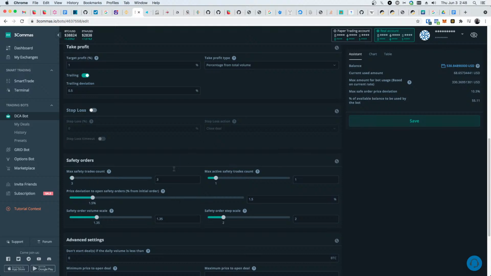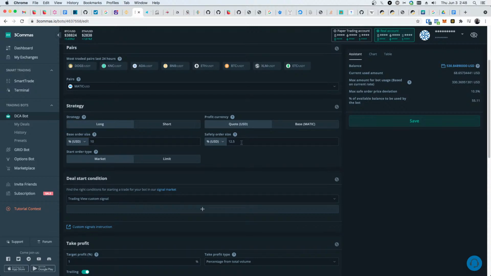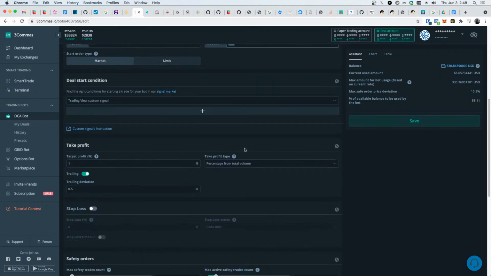And then this is where I had to kind of tame it down a little because I didn't want to let it run, and then I think I moved it out just a little on this too. So I only do 3 safety orders with one active at a time, and then I left these two the same. If it's 1.5% down is the first, or is the price deviation to open the safety order. So it has to be 1.5% lower than the opening deal to open your first.